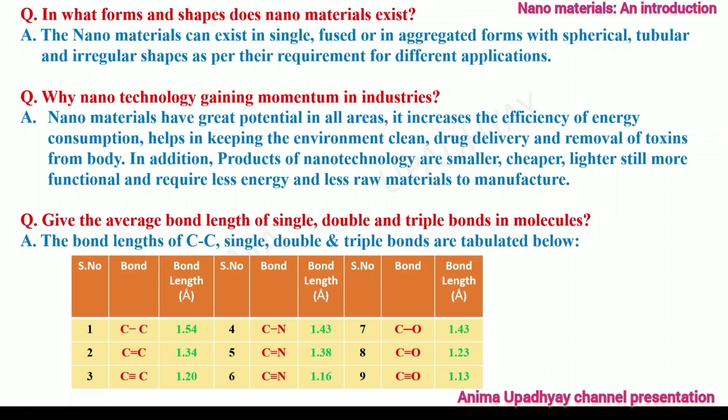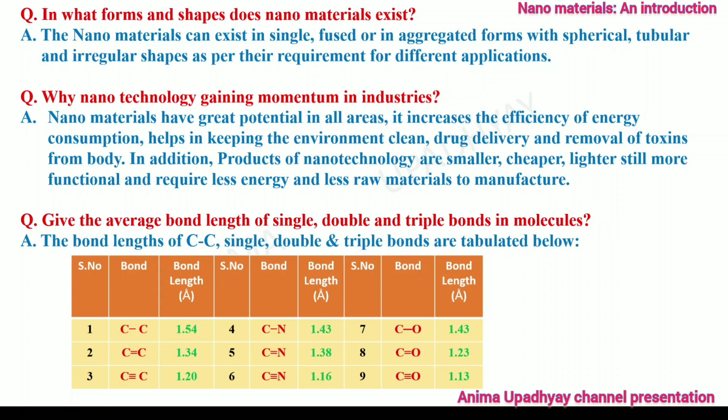Why is nanotechnology gaining momentum in industries? Nanomaterials have great potential in all areas. It increases the efficiency of energy consumption, helps in keeping the environment clean, in drug delivery and removal of toxins from the human body. In addition to all these, the products of nanotechnology are very small, cheap, light and more functional and require less energy and fewer raw materials to manufacture. Therefore, it is gaining momentum.